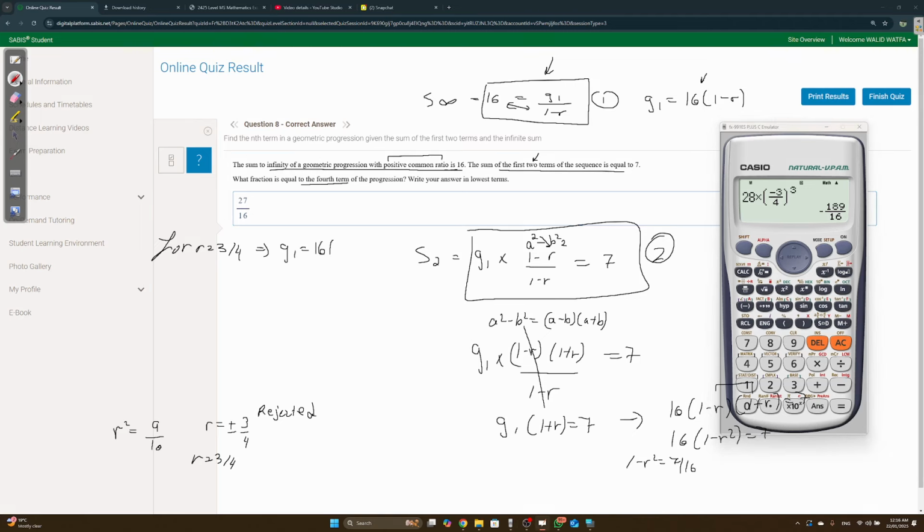Right? So 16, 1 minus 3 over 4, which is 4. What do we want? The fourth term. So g4 is equal to g1 times r to the power of n minus 1. So 4 times 3 over 4 to the power of, is it 4? 16 times, yeah, 3 over 4 to the power of 3. When you do this on your calculator, you're going to get 27 over 16.